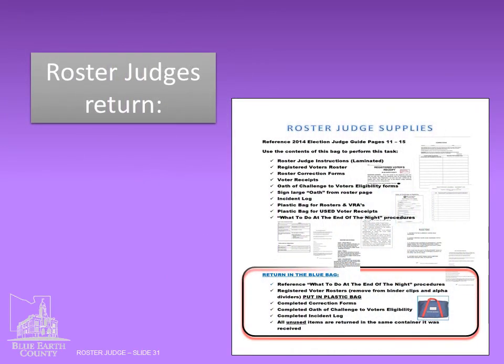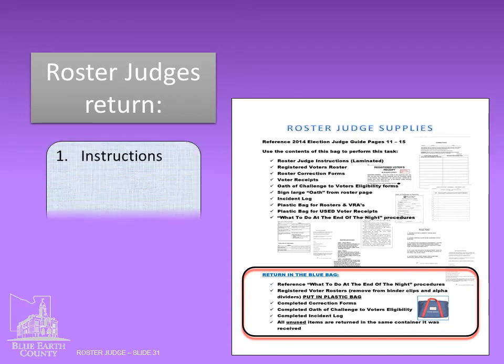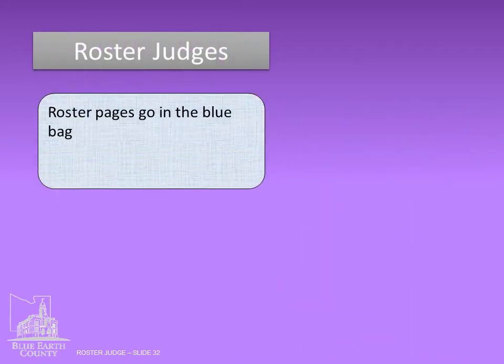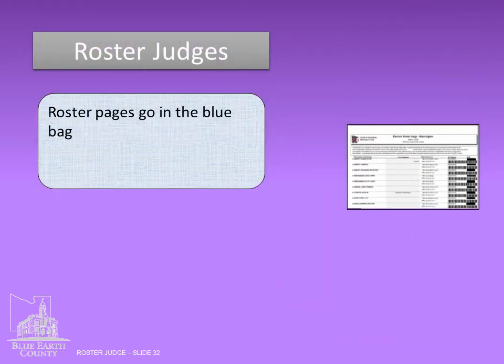In your roster judge supply bag, return all items that are on the list. This includes roster judge instructions, any unused forms, any unused voter receipts. Roster judges must remove roster pages from the 3-ring binders and remove all alpha divider tabs. Place all roster pages in the blue bag.